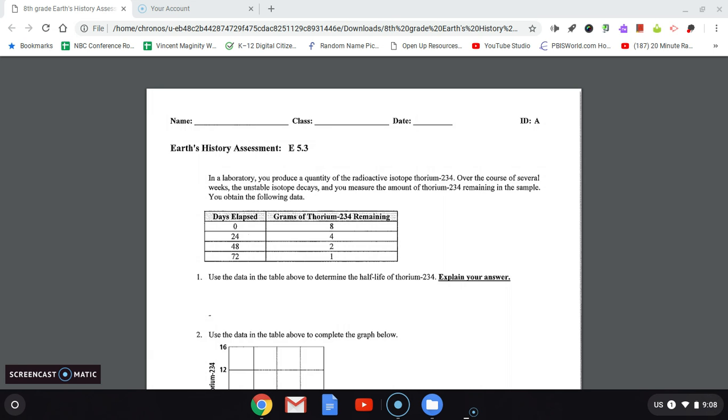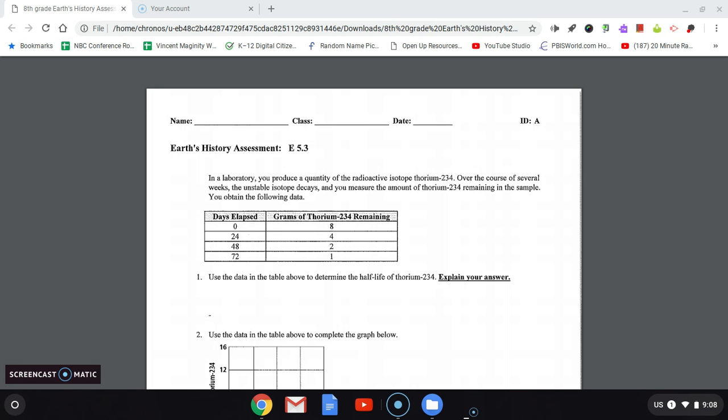First, there's a table. In a laboratory, you produce a quantity of the radioactive isotope thorium-234. Over the course of several weeks, the unstable isotope decays, and you measure the amount of thorium-234 remaining in the sample. You obtain the following data. So how many days have elapsed? 0, 24, 48, and 72, and the grams of thorium-234 remaining, which are 8, 4, 2, and 1. Use that information to answer the next question.